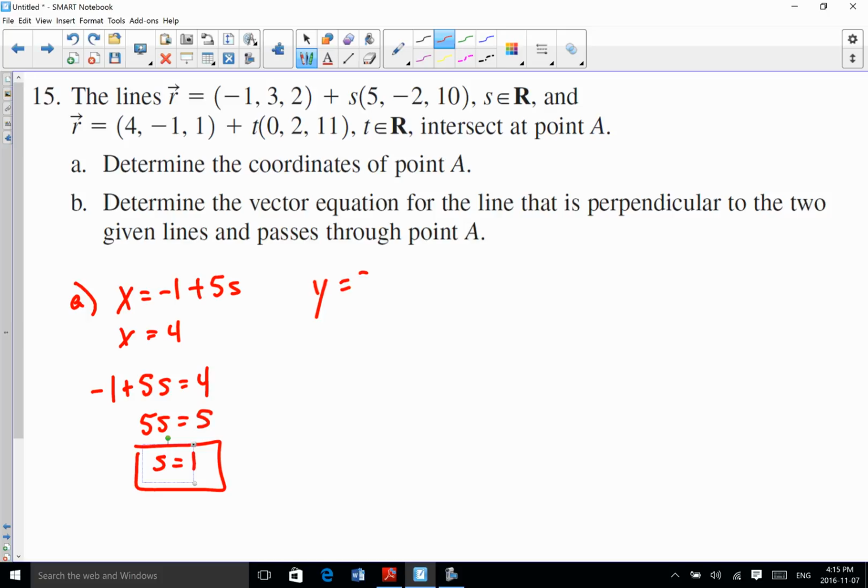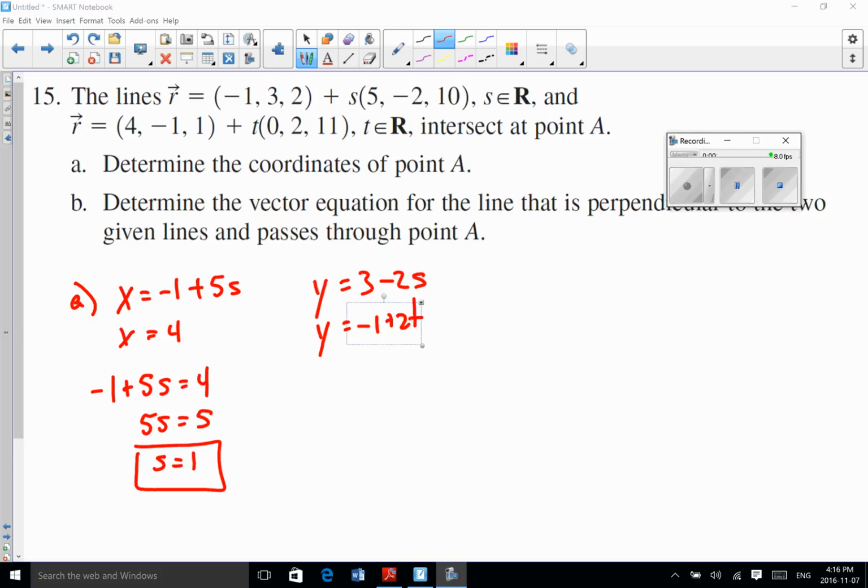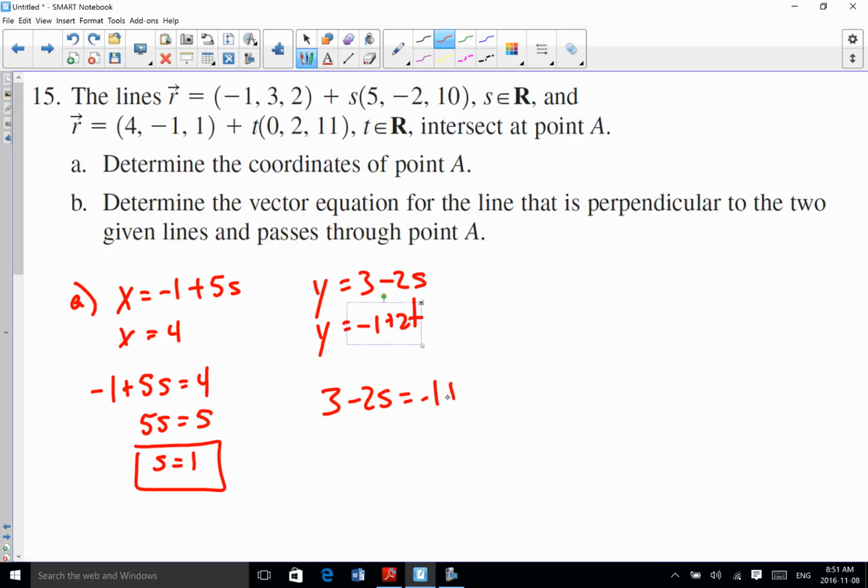Yeah, let's do the y's. Y equals 3 minus 2s, and y equals -1 plus 2t. So we'll make the same equation with our y's. So we get 3 minus 2s equals -1 plus 2t. We're just going to simplify that. So bring the s to the right side to make it positive. 2s, 2t, and we'll bring the 1 over here, becomes a 4, right?